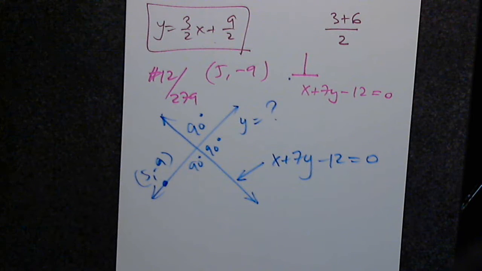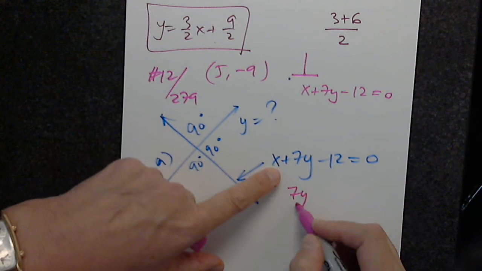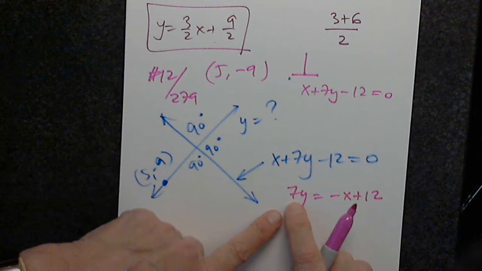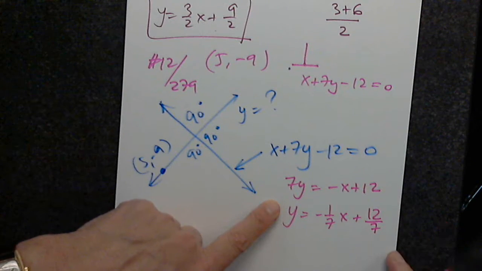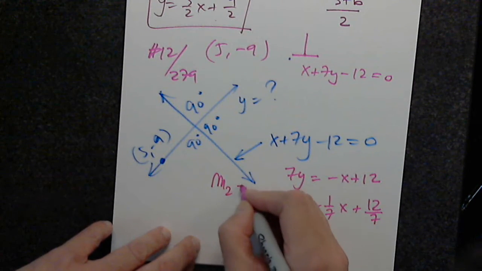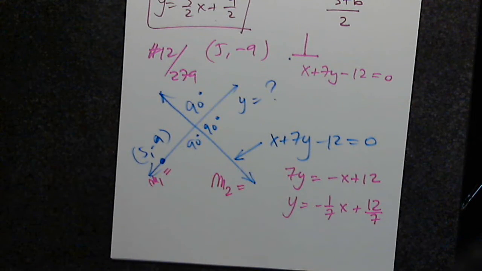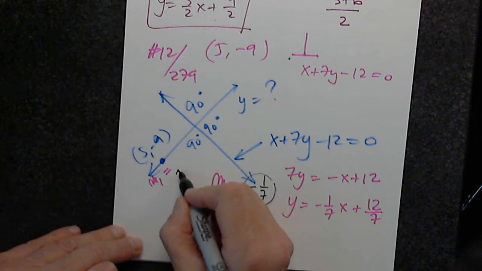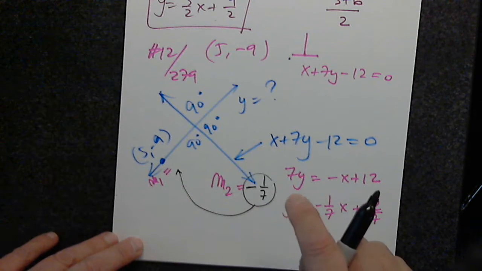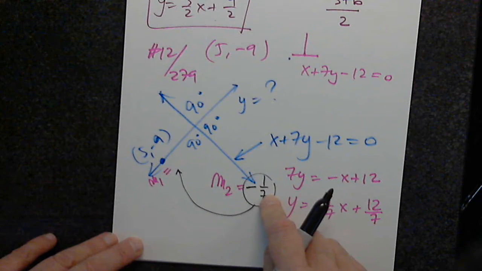Excellent. That's the idea. So I will keep 7y here, -x plus 12, and I will divide term by 7 to get -1/7 x plus 12 divided by 7. So then I have the slope m2, and then you'll tell me the slope m1. But what is the slope m2 for now? The slope m2 is -1/7. Excellent.